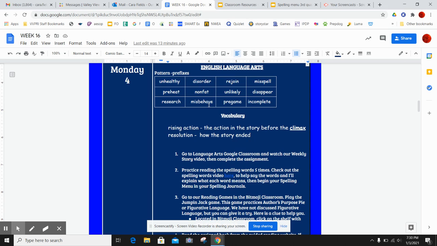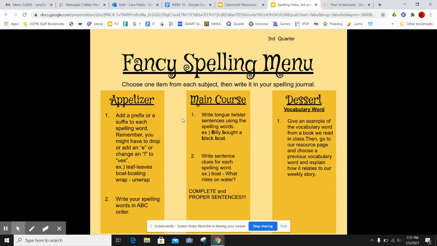All right, so that is our pattern and our spelling words for this week. And again, you can use that resource page for your prefixes and what they mean. You can go ahead and get started on your spelling menu for this week. I'm going to show it here with you. So I have changed things. These are for the third quarter. So each quarter it has changed.